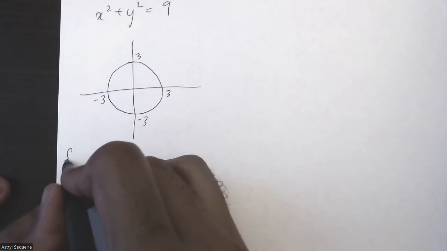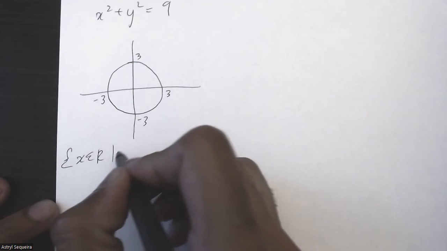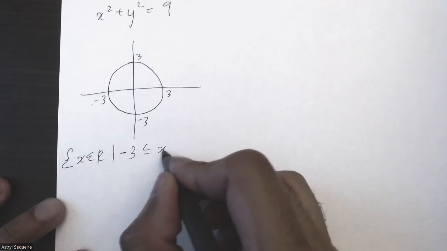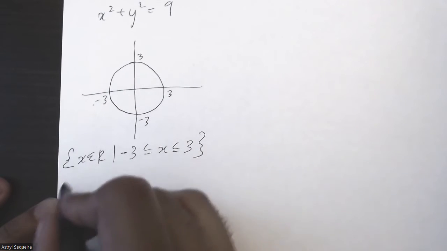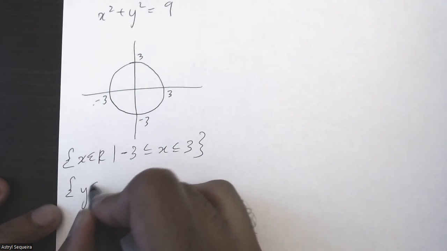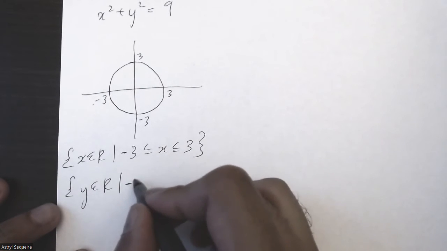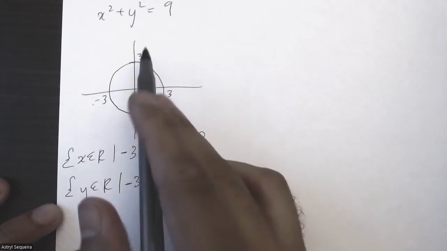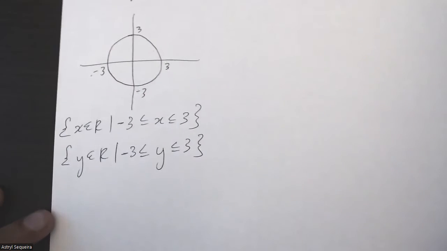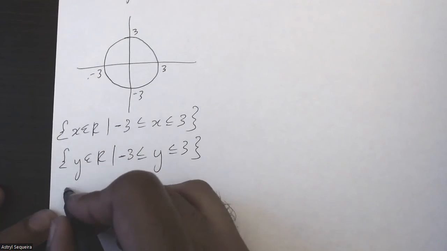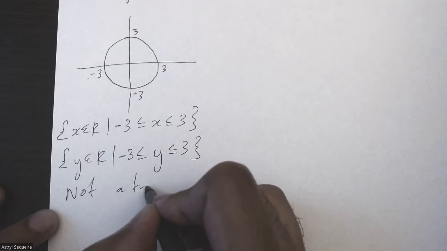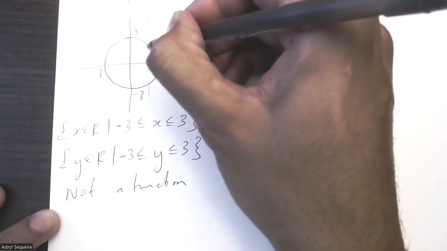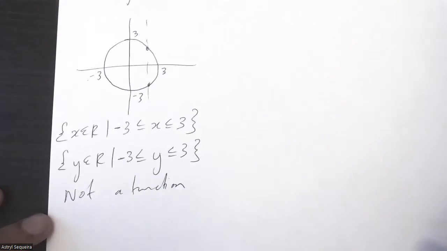So my domain over here, my lowest x value is -3. My highest is +3. So x is between -3 and +3. Range is the exact same because y is also between -3 and +3. And this equation is not a function, because if I do the vertical line test, let's say I do it over here, it's going to cross 2 points, which means it's not a function.